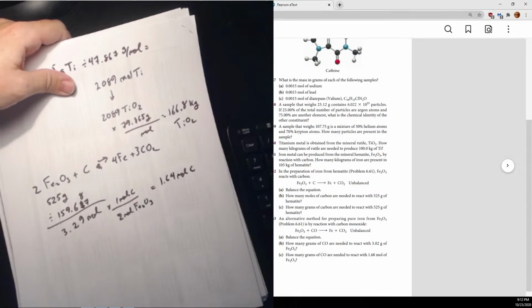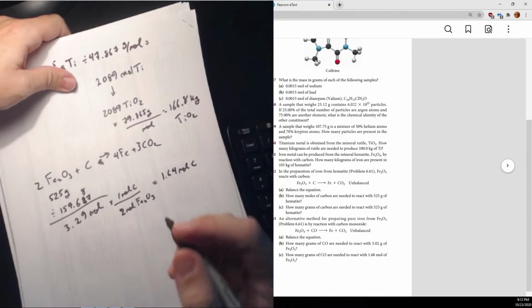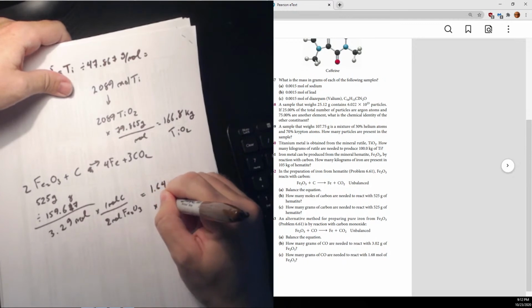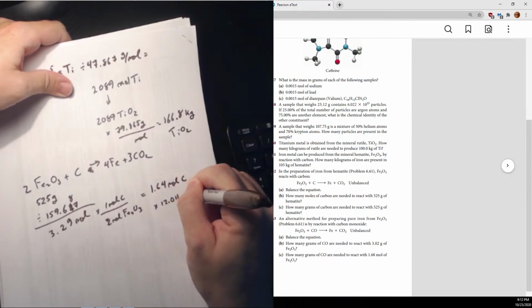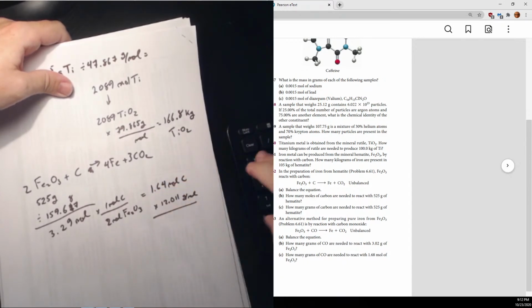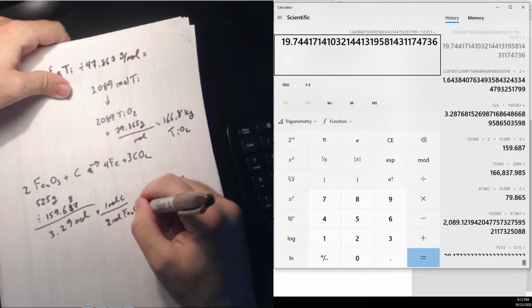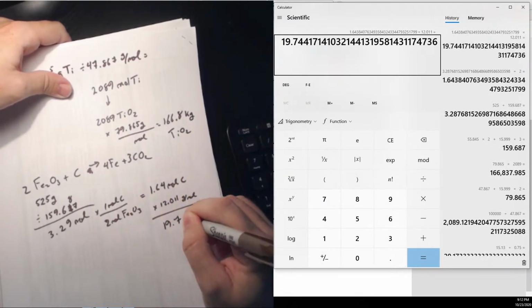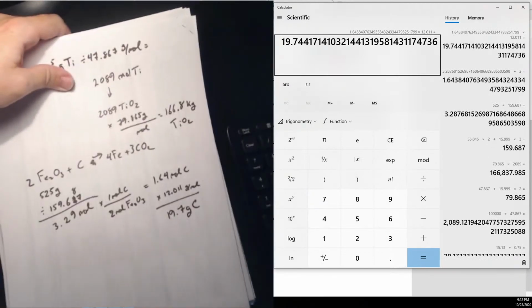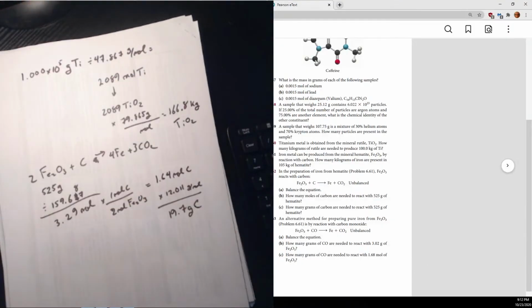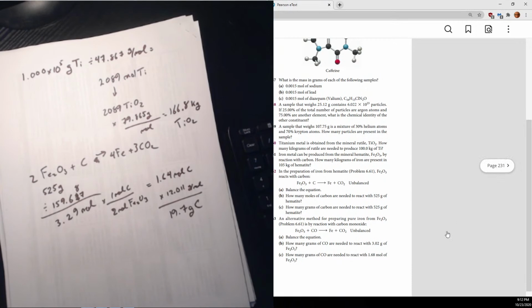How many grams of carbon is that? Okay, how many grams? So we just multiply that by 12.011 grams per mole. .7 grams of carbon. Okay. Ooh, next page. Moving on to 64.